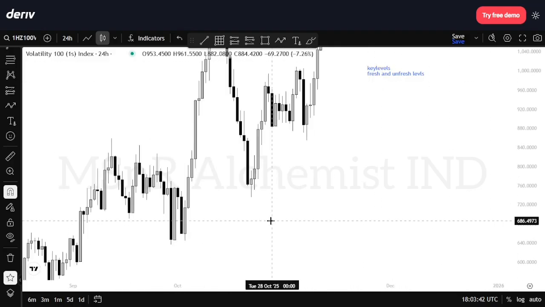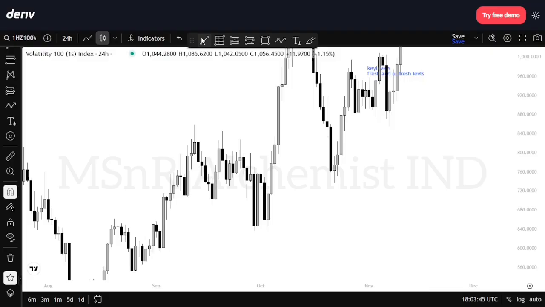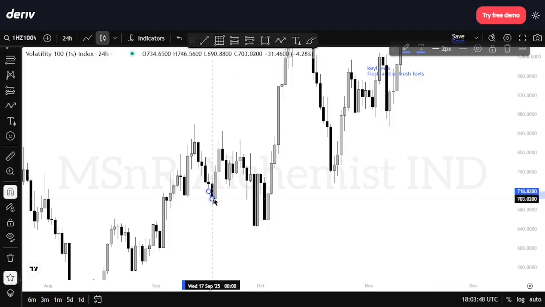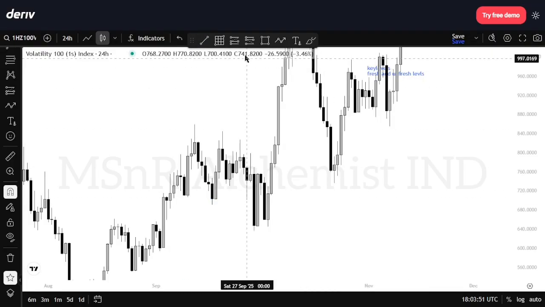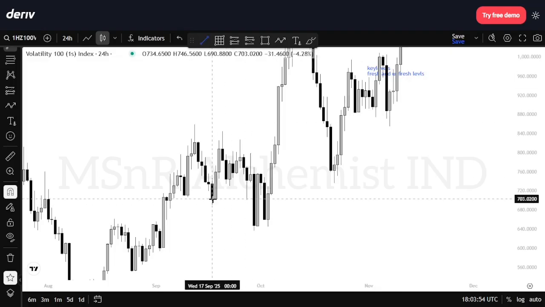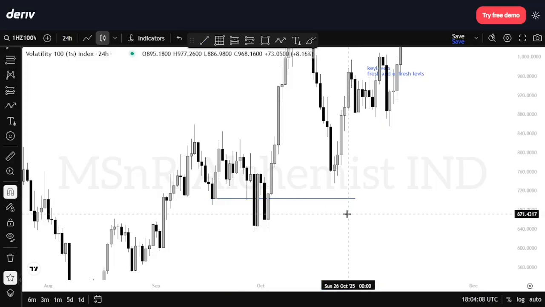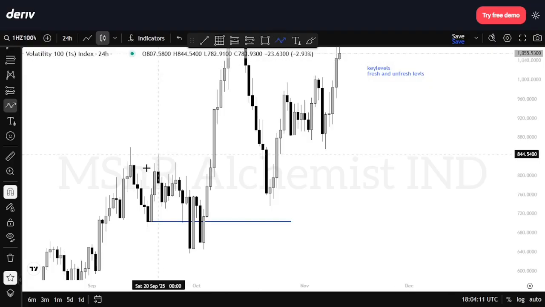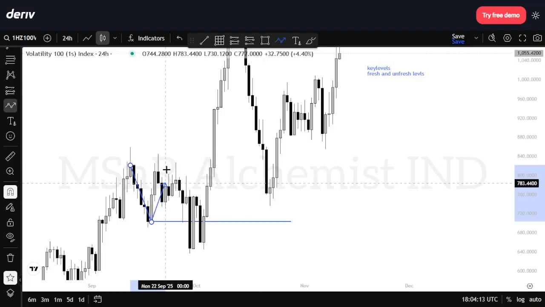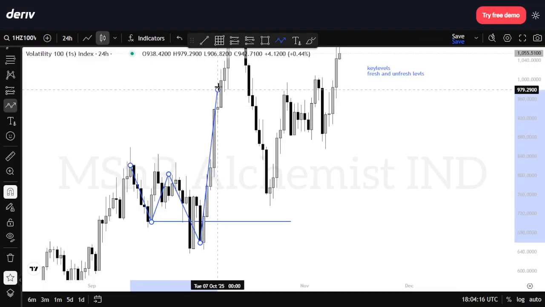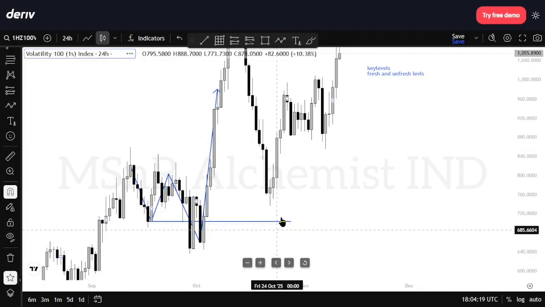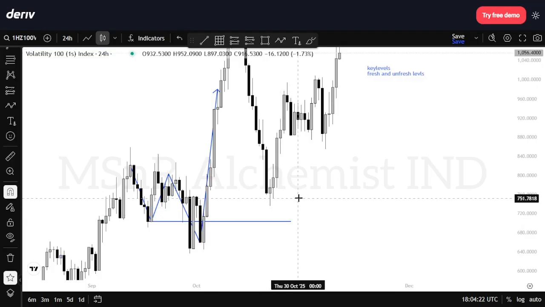So what is a QML level? See, this is a support, right? This is a support that is once used. I will talk about used and unused. So this is a level that broke, and it again broke, and now this is a QML level. If I mark the structure, it's like this. So if the market comes here, it will surely give a reaction.